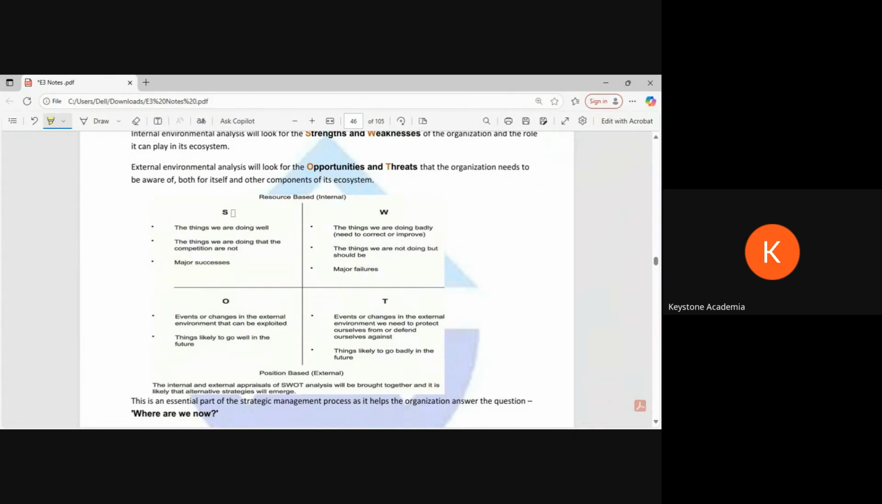What is strength? What we are doing well. Weaknesses: what we are not doing up to the industry mark, or maybe some failures. Opportunities: what the industry is moving towards. Threat is something where there is a problem in the industry and we are not compliant with that. Ideally, we have to convert our weaknesses to strengths and threats to opportunities.